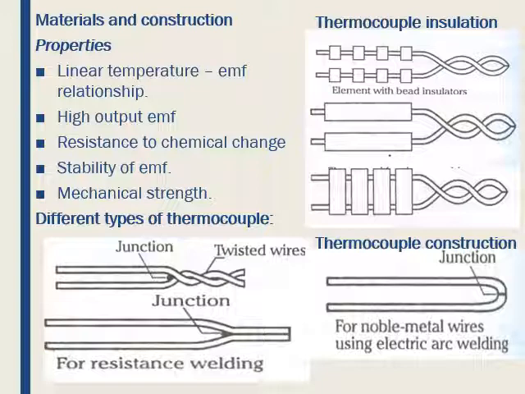Only combinations of these are used as thermocouples, and each combination is known by an internationally recognized type letter. For example, K-type thermocouple is made up of chromel alumel. The details regarding the different types of alloys, you can Google it, you can get easily.